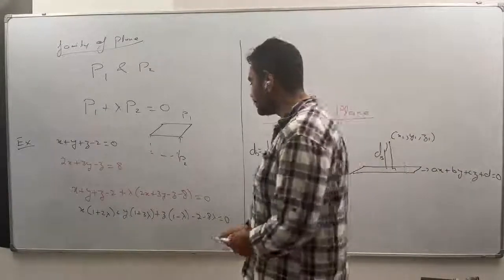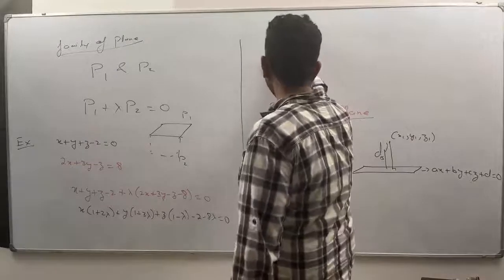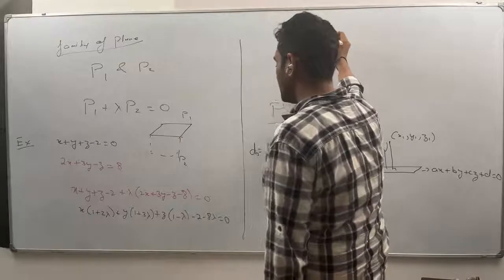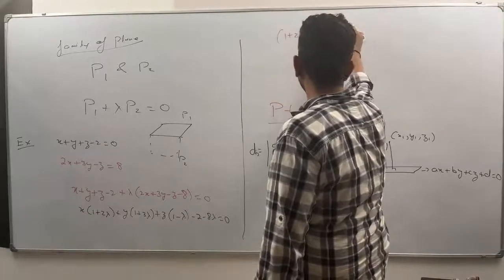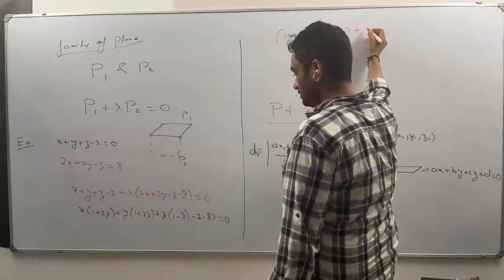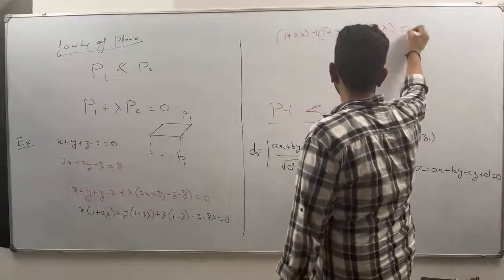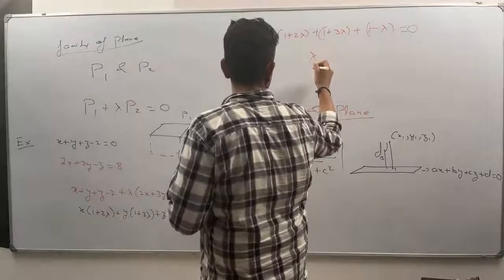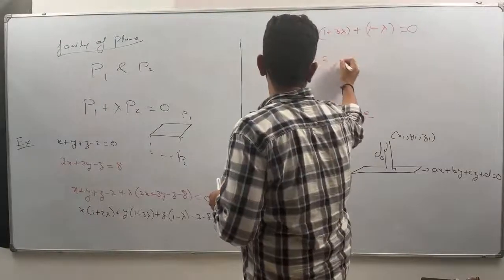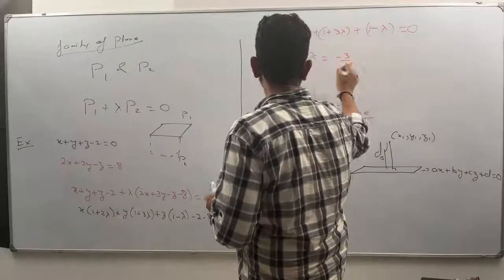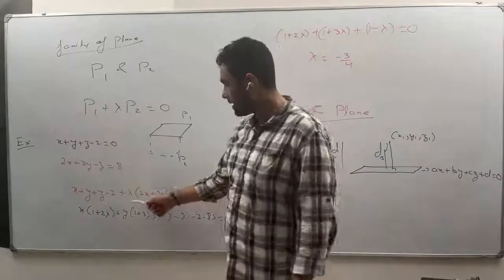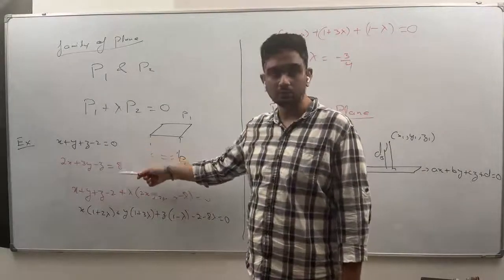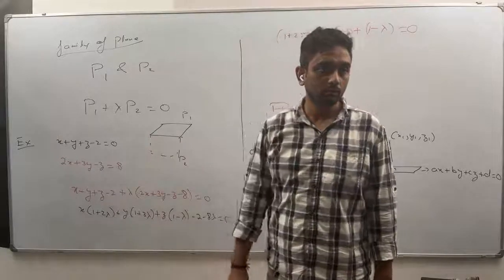The dot product will come out like this. I'll get 1 plus 2 lambda, taking i with i, then taking j with j I'll get 1 plus 3 lambda, and plus 1 minus lambda. This should be equal to 0. So what will lambda be? Lambda is minus 3 by 4. Once you put lambda as minus 3 by 4 here, you will get a plane which passes through the intersection of these two and is perpendicular to the first.